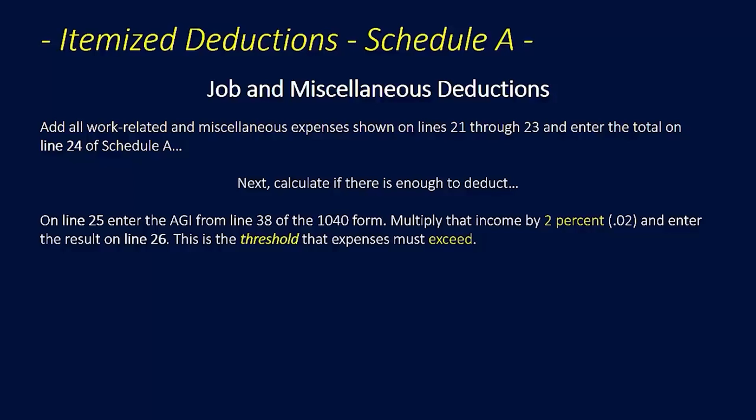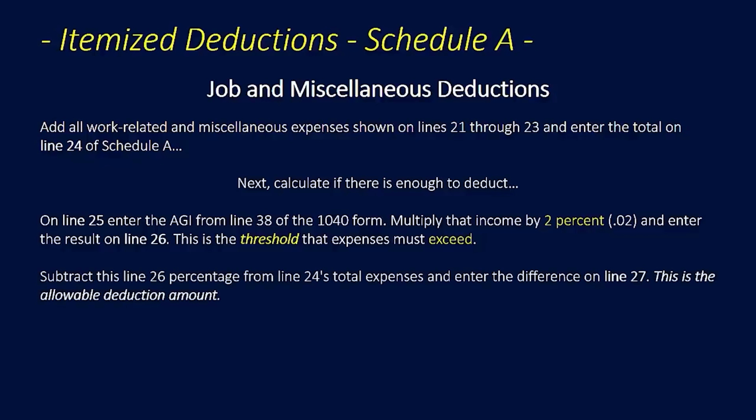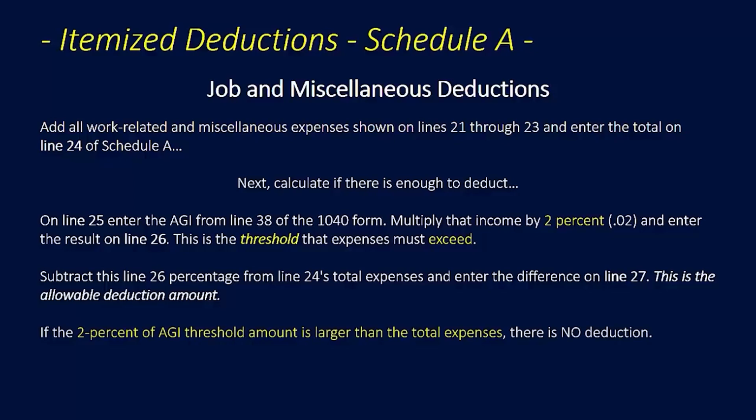This is the threshold that expenses must exceed. Subtract this line 26 percentage from line 24's total expenses and enter the difference on line 27. This is the allowable deduction amount. If the 2% of AGI threshold amount is larger than the total expenses, then unfortunately there's no deduction. We enter 0 on line 27 of Schedule A.